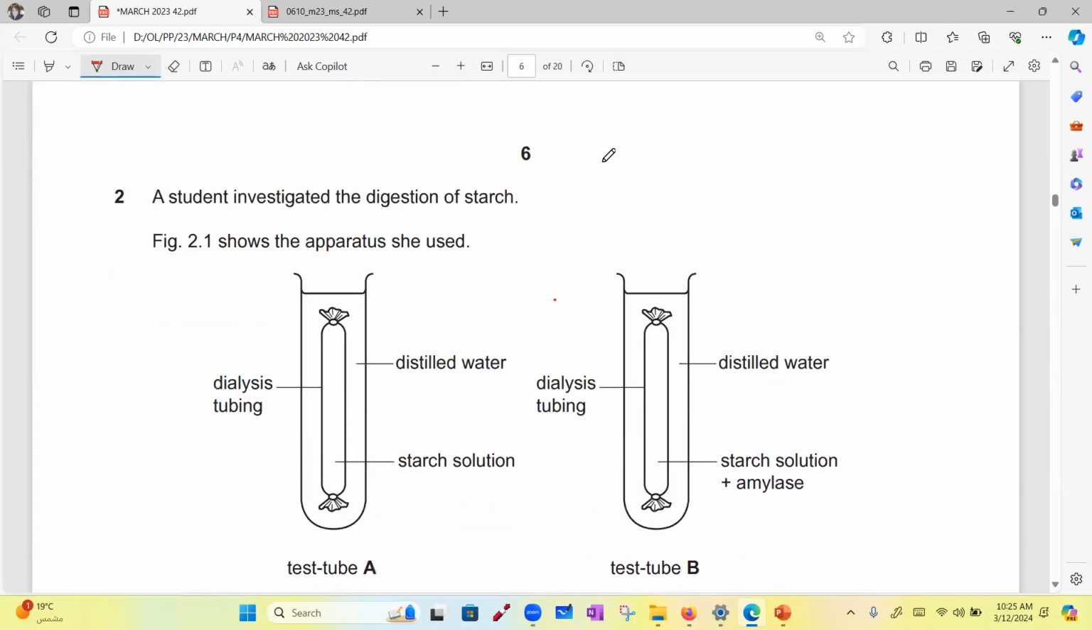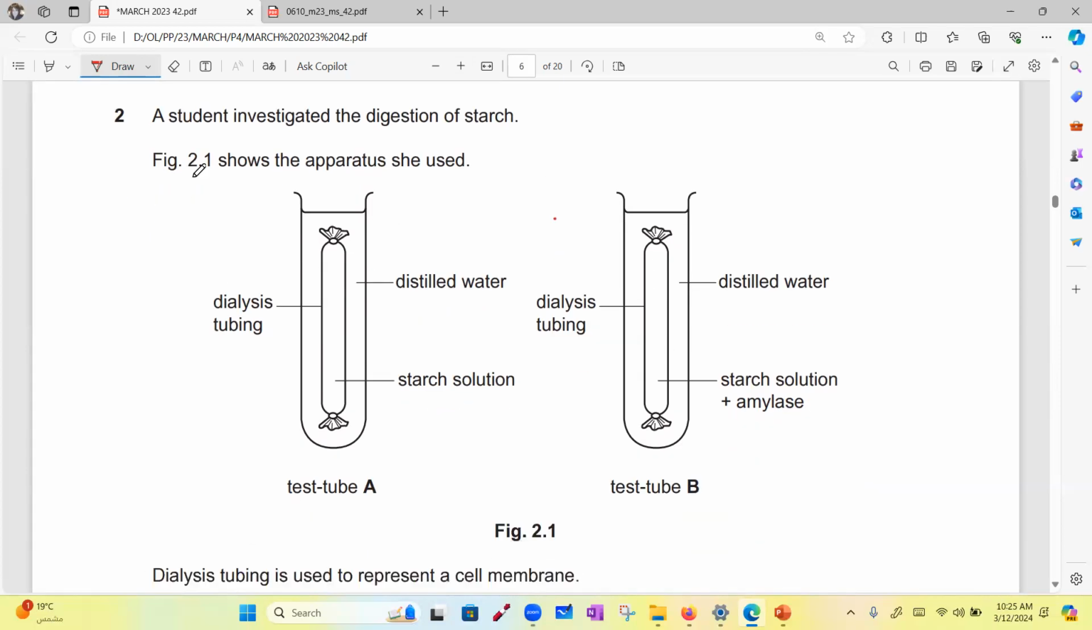This question here is very easy. Movement in and out of cells. Habiba, pay attention. Answer me. Help me, because I don't know. Figure 2.1 shows the apparatus. Here you have starch, only starch, no enzyme. So here in this dialysis tubing, what's a dialysis tubing? Remind me.